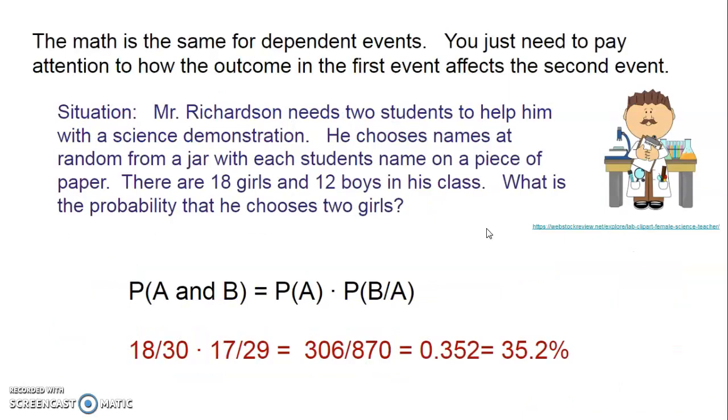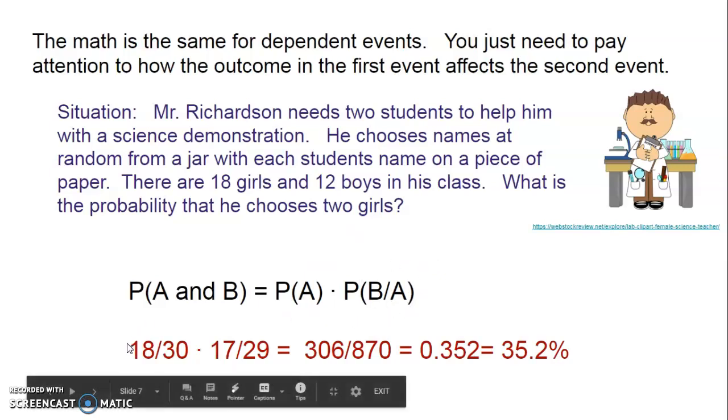So let's look at how this is solved. Right here is the notation for dependent events. So listen to the way I say this. If events are dependent, the probability of A and B happening is equal to the probability of A times the probability of B given A has occurred. Of course, if A hasn't occurred, we're going to stop, right? But given that A has occurred, what does this look like?